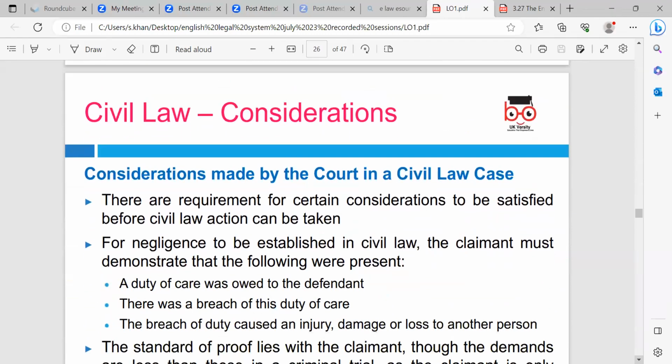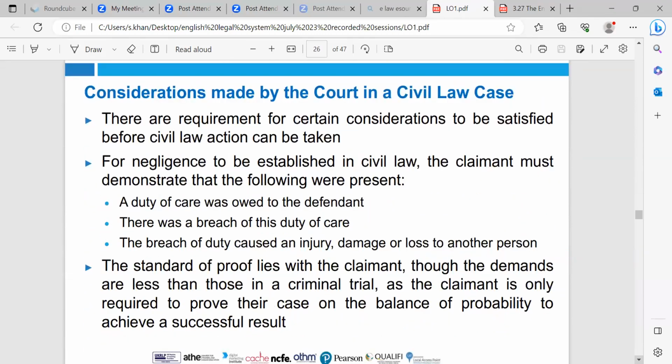Considerations made by the court in a civil law case. There are requirements for certain considerations to be satisfied before civil law action can be taken. For negligence to be established in a civil claim, the claimant must demonstrate the following were present. A duty of care was owed to the claimant. There was a breach of this duty of care. The breach of duty caused an injury, damage, or loss to another person.